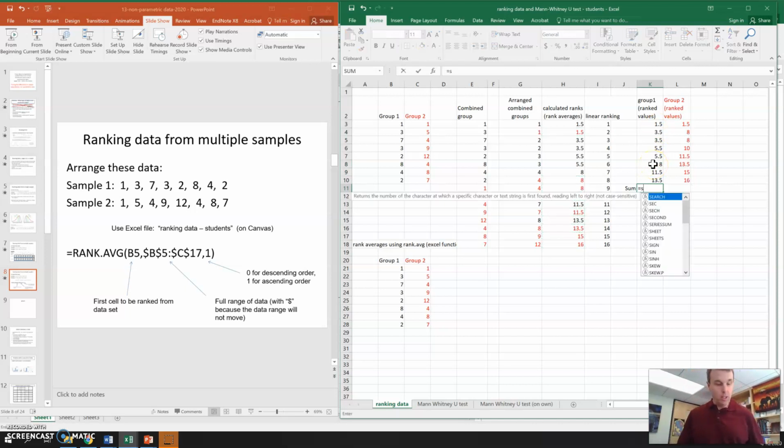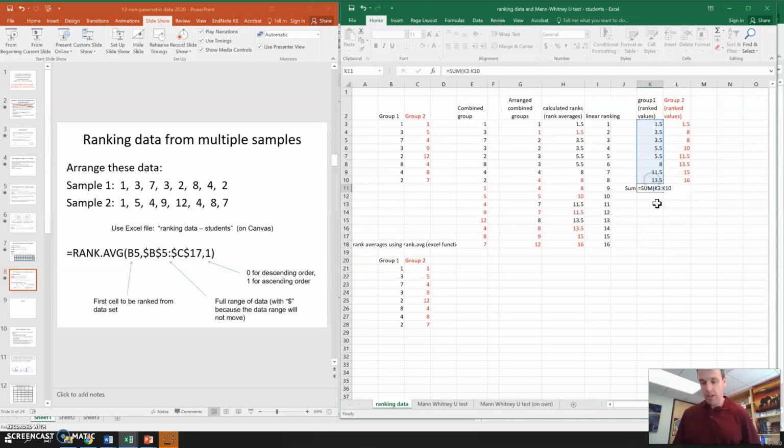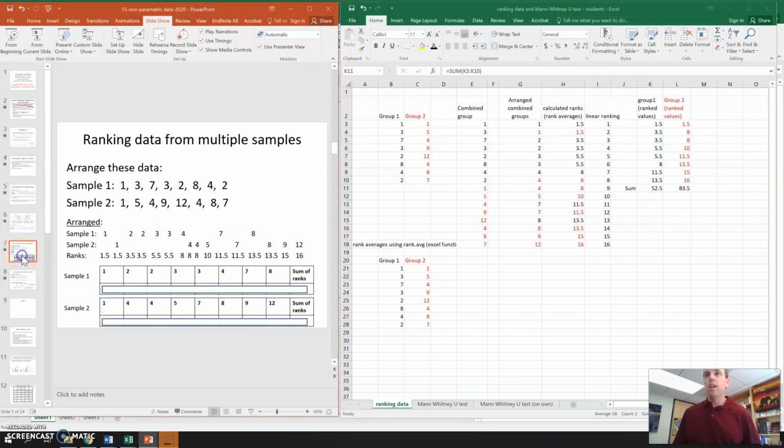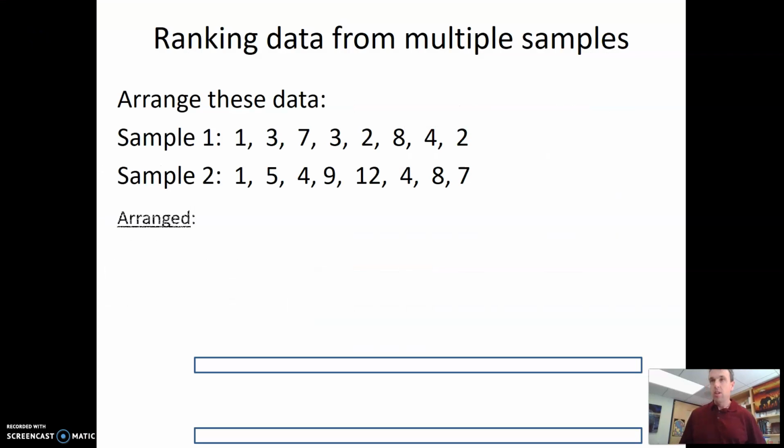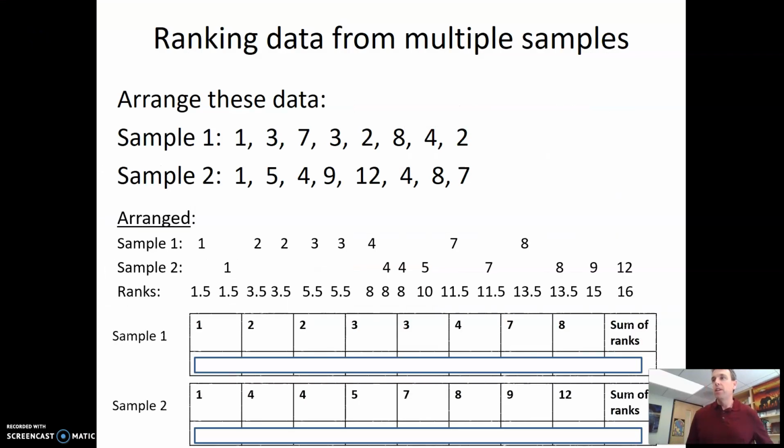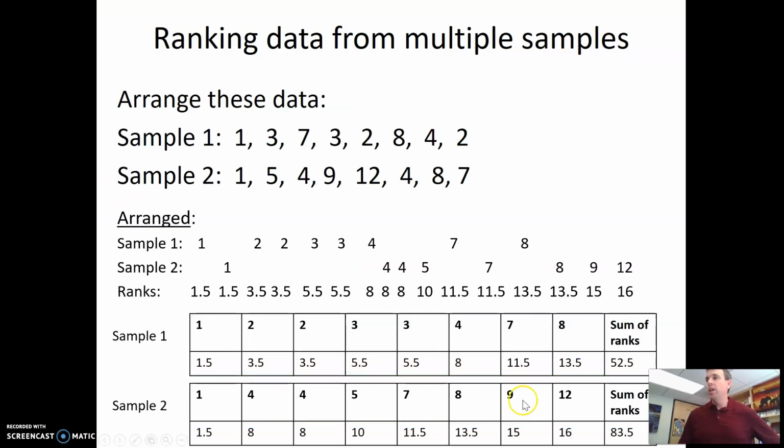So equals sum of that data there, and that data right there. And if you remember over here, this is exactly what we did. We put all that together, and then we ended up with the sums 52.5 and 83.5.